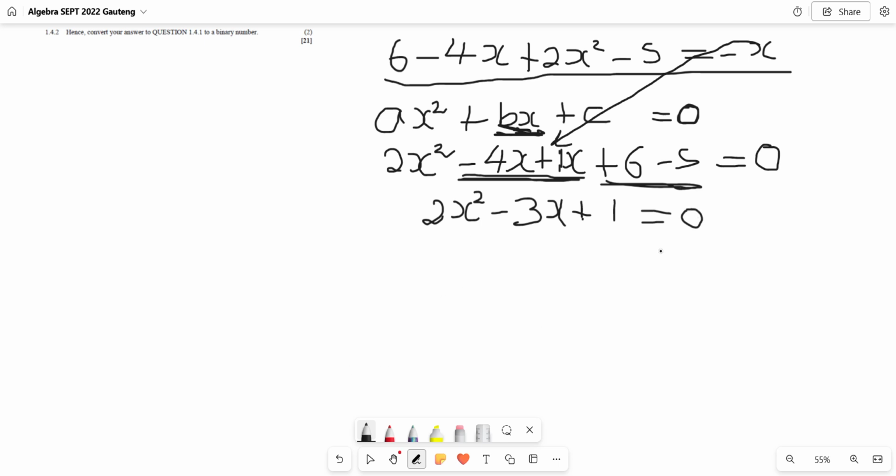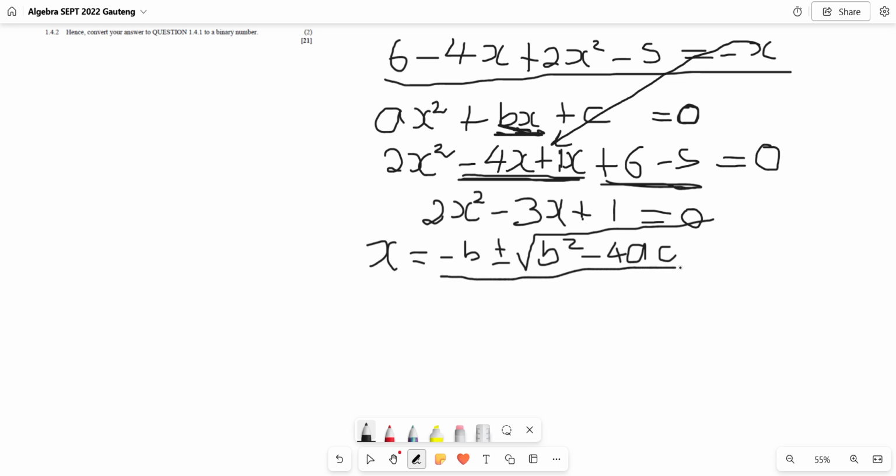Now, what do we have here? We have a standard form of a quadratic. Then we apply the quadratic formula that says x is equal to negative b plus and minus the square root of b squared minus 4ac, everything else all divided by 2a. Then x is equal to, remember this is a negative that came with the formula, we bring it down.